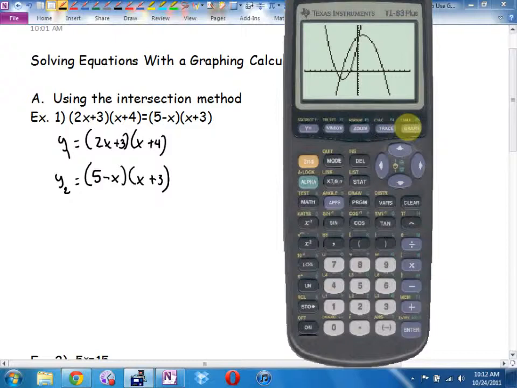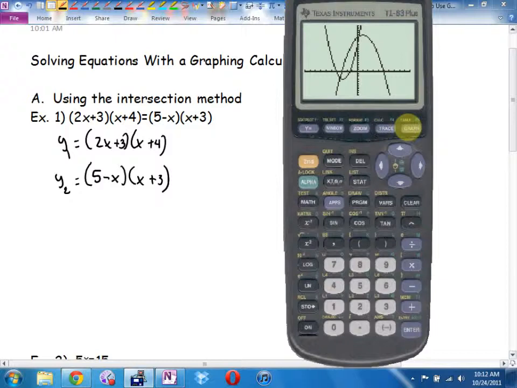All good? Okay. So the method we're using is called the intersection method. It says, if you've got an equation with stuff on both sides, graph the left side as one equation, graph the right side as a second equation, and find where they cross. Now, how do I find where they cross? It's built into my calculator.